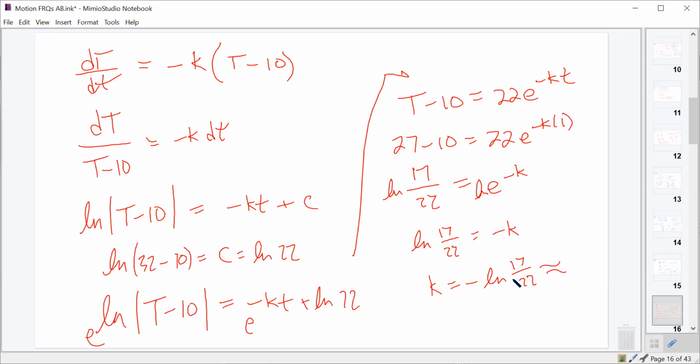Let's see, that's got to be, what does that come out to be? 0.258. So that's 0.258. And so we just plug that back in to our T minus 10 equals 22 e to the negative 0.258 t. And that should be our answer. Or it looks like they added the 10 over to get choice C. But other than that, that's what you should get. Everybody good there with 54 and 55?